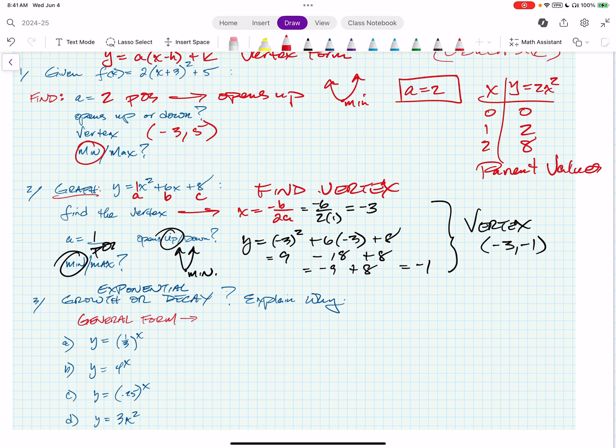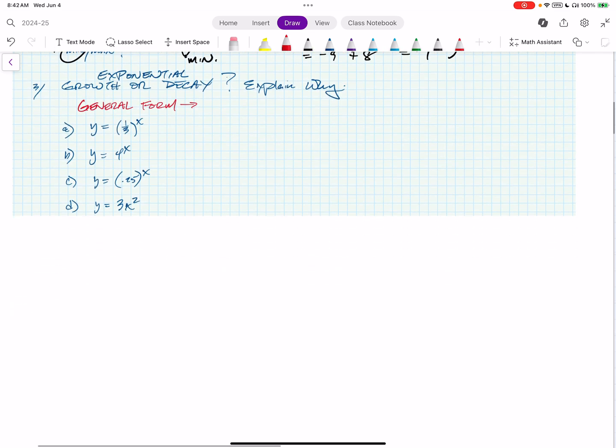There we go. Now, number 3 is totally different. It says exponential, which one is exponential growth or decay? So your general form, if you go back to the beginning, is a times b to the x power. That's your exponential form. And the base here, b is equal to your base.